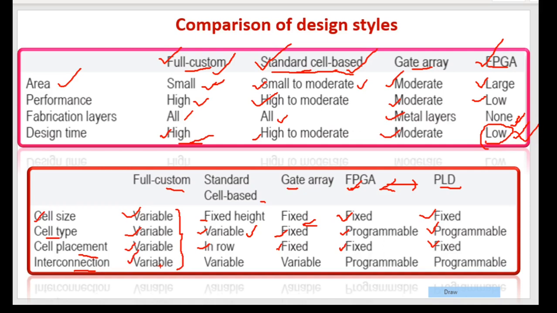But what is the problem here? It takes a huge amount of time and money to realize ICs using the full custom VLSI design style. In standard cell based design the interconnection is variable. In gate array it is variable, you can connect any transistor to any other transistor. In FPGA the interconnects exist but they can be programmed. In PLD they are programmable.